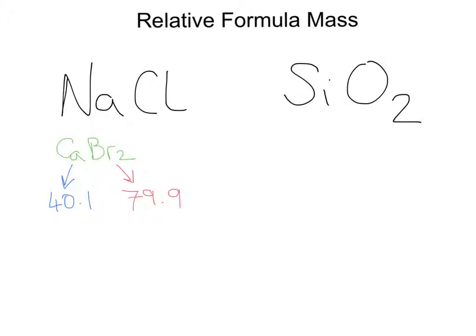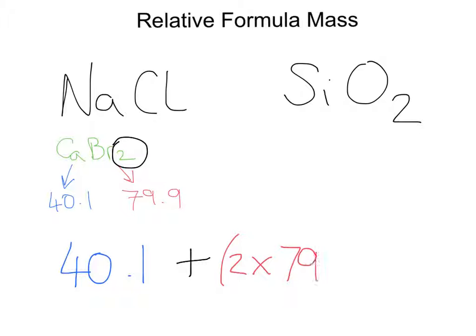So now let's work out our relative formula mass. So we are going to take that 40.1, 3 significant figures for calcium, and we're going to add bromine to that. So we have 2 atoms of bromine in this molecule. So we're going to times that by 2. 2 times 79.9. And that gives us a relative formula mass of 199.9.